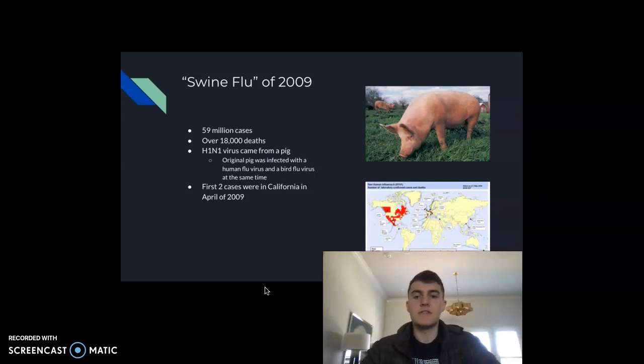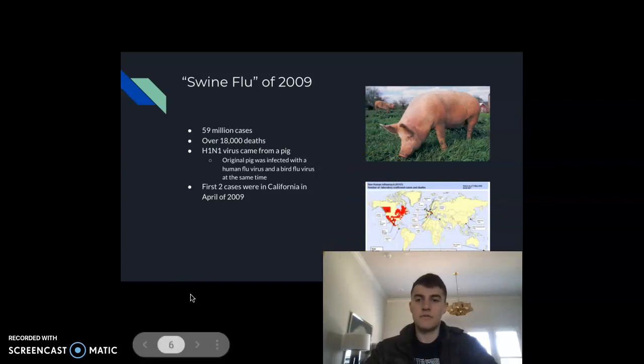And so the first two cases were out of California in April 2009, and then this map right here was during May of that year, so only a month later. You can see everywhere it had spread to so fast, in all the cases, one month in.